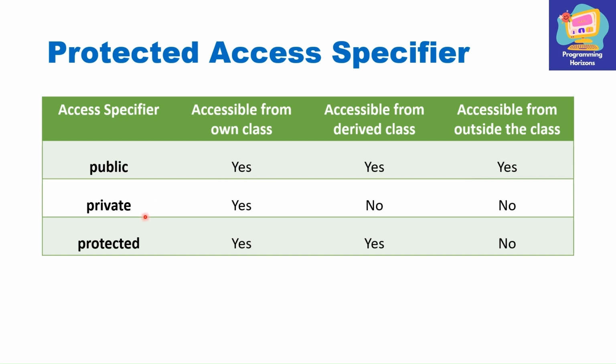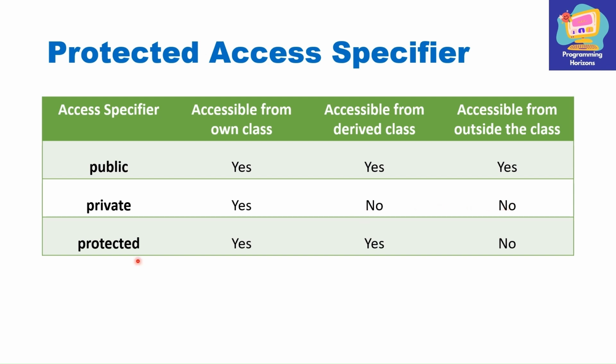On the other hand, we have private access specifier. Private members are those which are accessible only from within the class which they belong to using the member functions of that class, while they are not accessible from within the derived class or from the outside world.